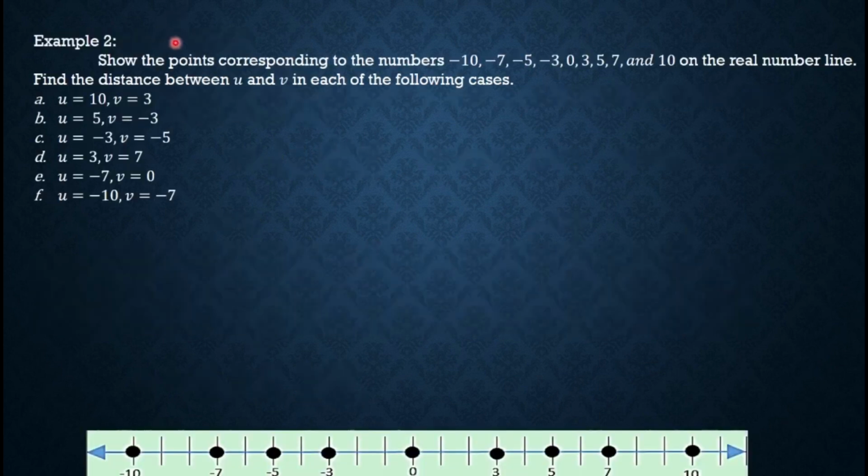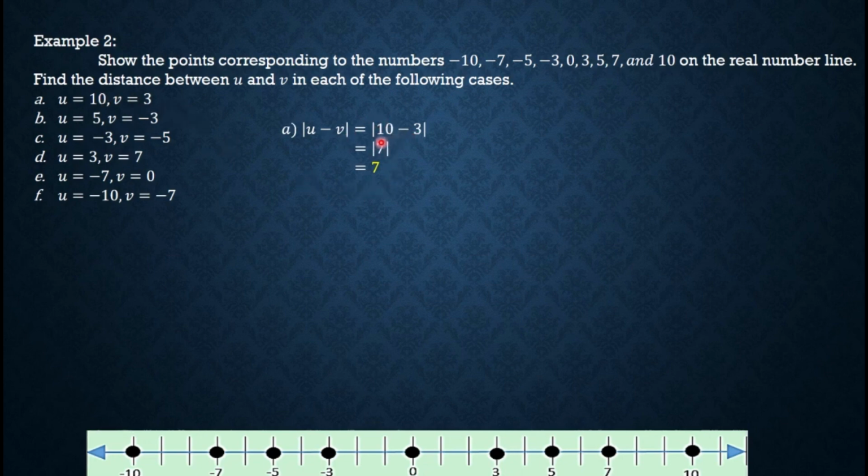Example number 2: show the points corresponding to the numbers negative 10, negative 7, negative 5, negative 3, 0, 3, 5, 7, and 10 on the real number line. Find the distance between U and V in each of the following cases. So, we are given values to determine the distance. On the graph, this is the origin. For the given, U is equal to 10, V is equal to 3. So, the solution: the absolute value of U minus V is equal to the absolute value of 10 minus 3.